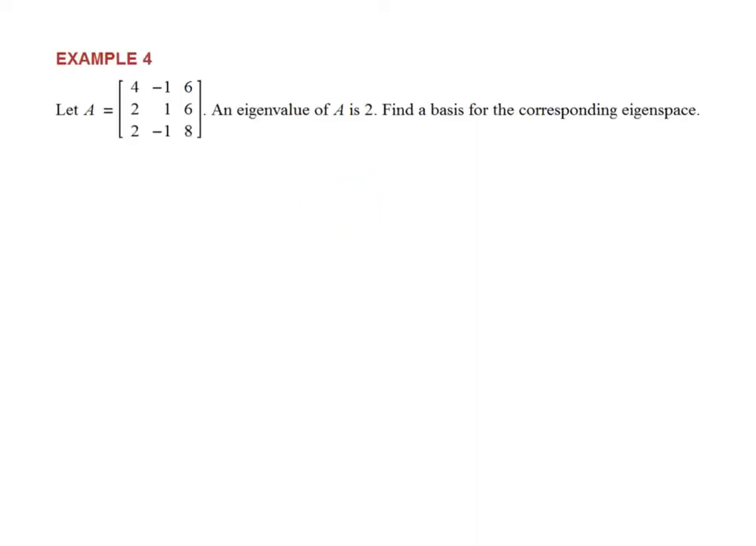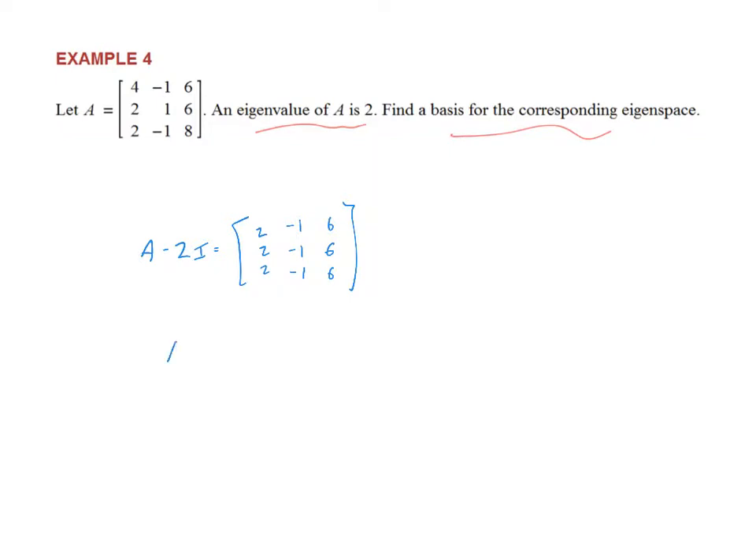In this next example, we bump the degree of difficulty up to a 3 by 3 matrix. We're given that an eigenvalue of that matrix is 2, and then we want a basis for the corresponding eigenspace. So the first step is to take A minus 2I, and that is equal to, if you do the subtraction there, you get 2, 2, 2 in the first column. You get minus 1, minus 1, minus 1 in the second column, and 6, 6, 6 in the third column. You can check my math there, but I'm pretty confident that I did it all right.